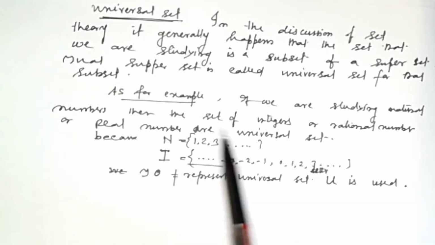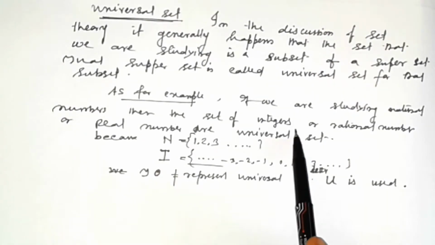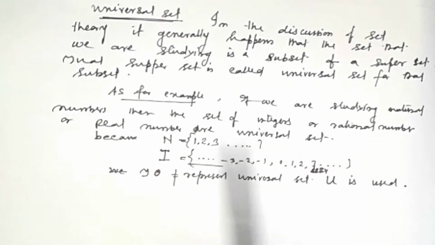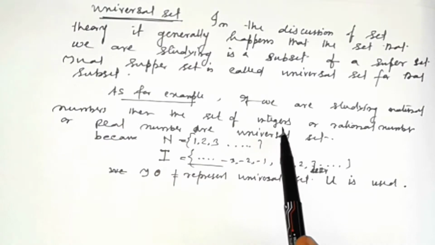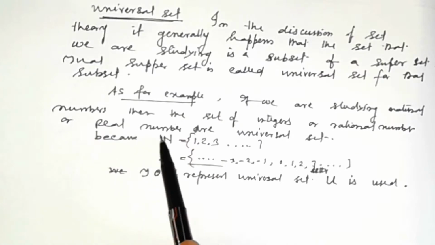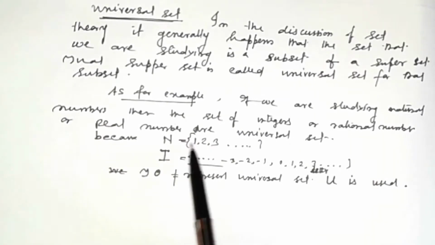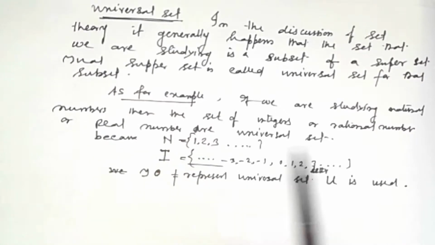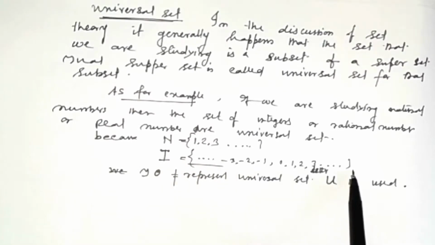As for example, if we are studying natural number, then the set of integer or rational number or real numbers are universal set. We can take integer as universal set, we can take rational number as universal set, you can take real numbers are also universal set in case of natural number, because natural number means 1 2 3 etc. integer means dot dot dot minus 3 minus 2 etc.